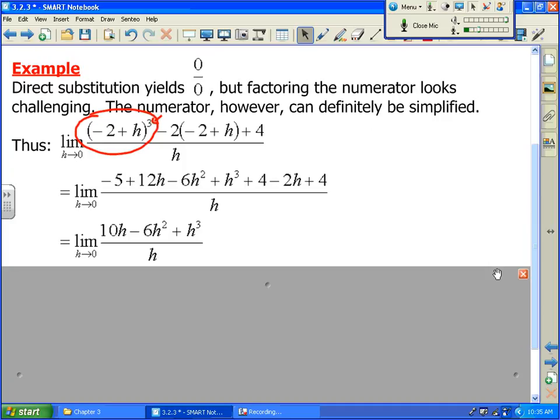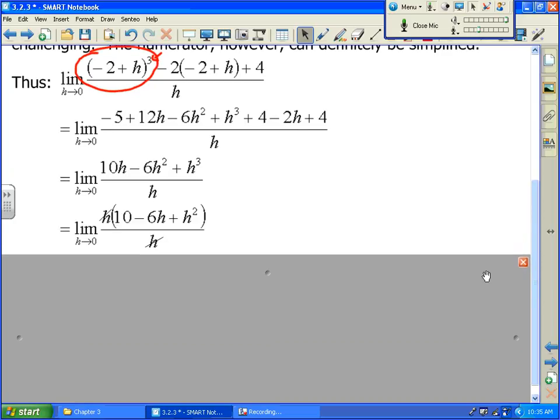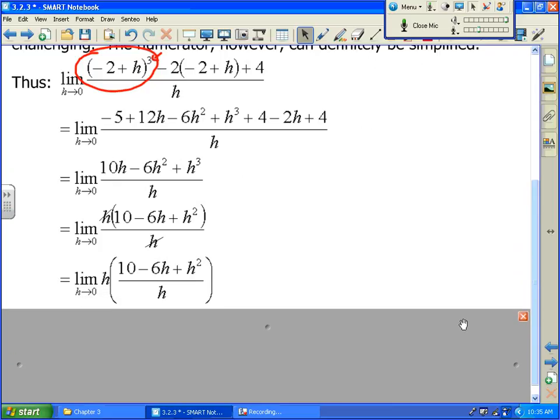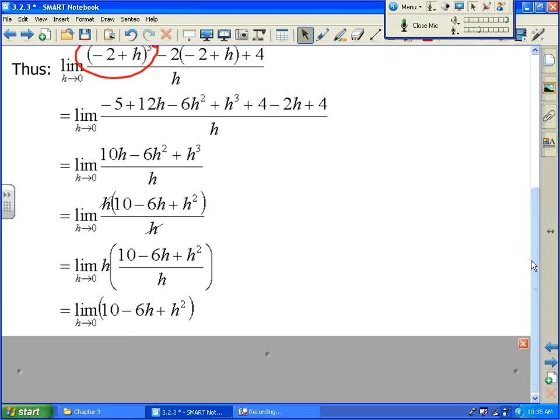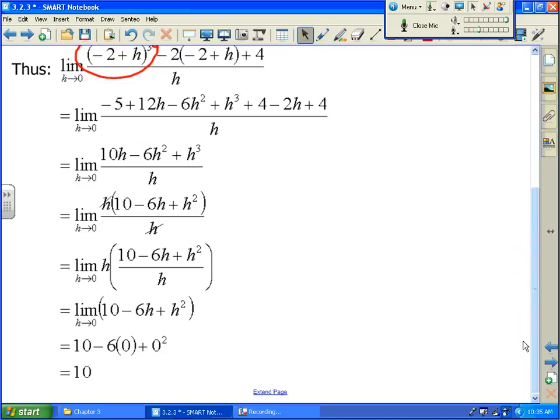I get to a situation where I've got a trinomial now after I've got my terms. There is a potential for us to take out a common factor of h. Those h's are now cancelable, if that's a word, because we're getting the multiplication. And I'm left with a trinomial, 10 minus 6h plus h squared. There's no denominator now. I don't even need to factor it. I can just use direct substitution, and I get a value of 10.